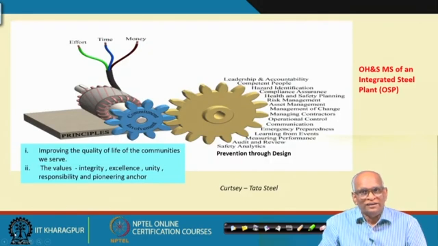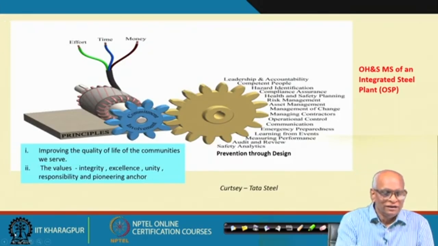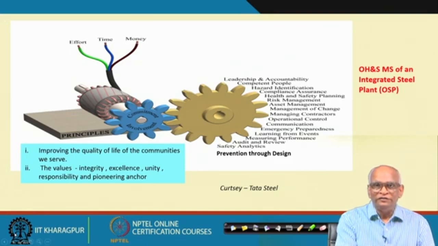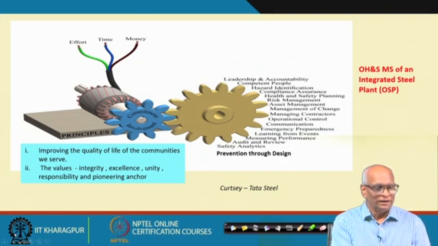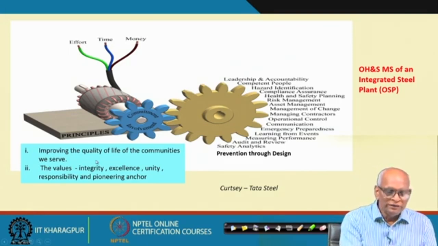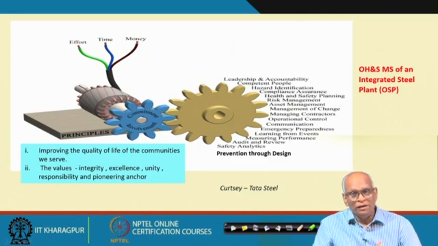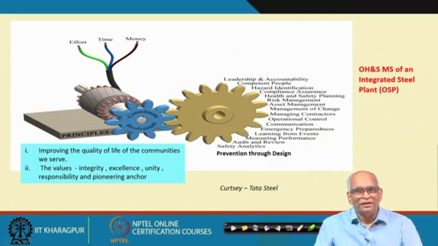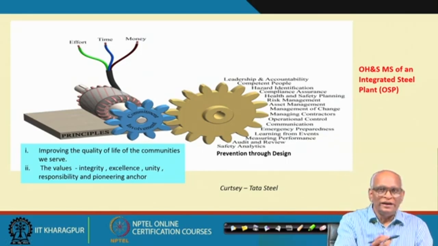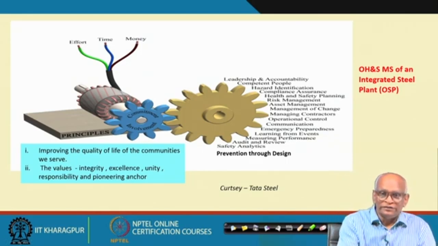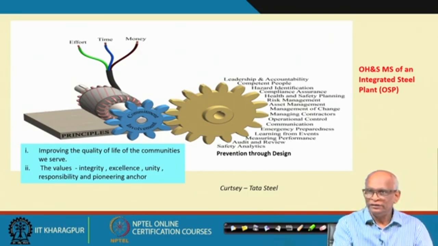How is it happening? In this organization, they have strong fundamental principles, like improving the quality of life of all the communities we serve, not only our people, all the communities. That is one of the fundamental principles they have. They have value systems, values like integrity, excellence. Whatever they do, they have to excel. Whatever they do, it should have integrity, unity, responsibility.